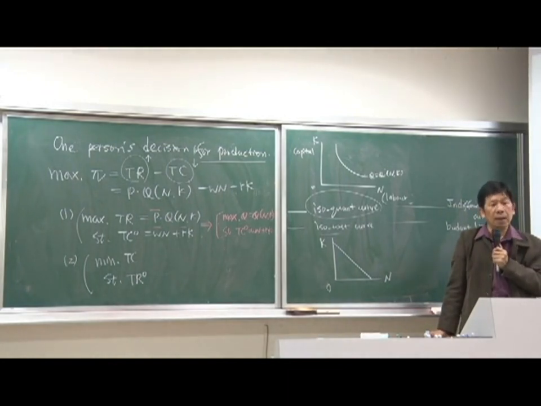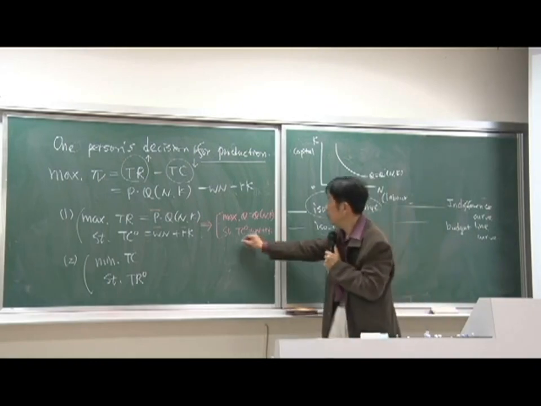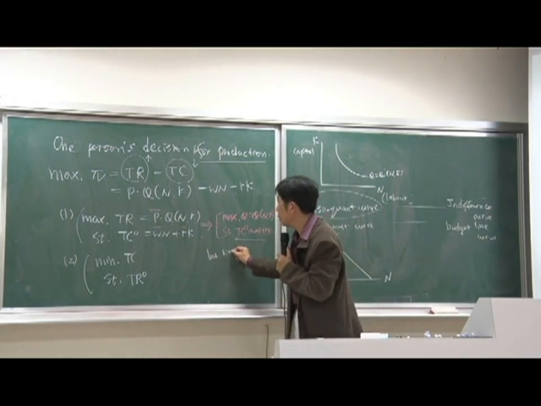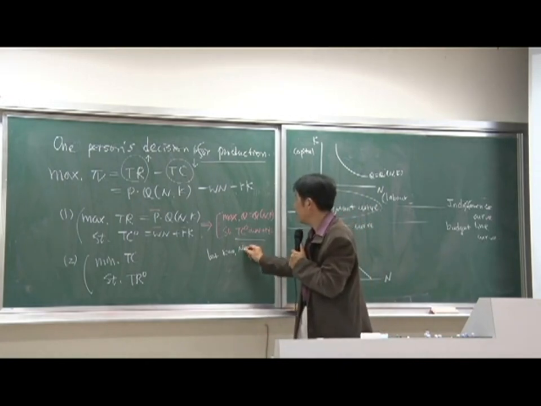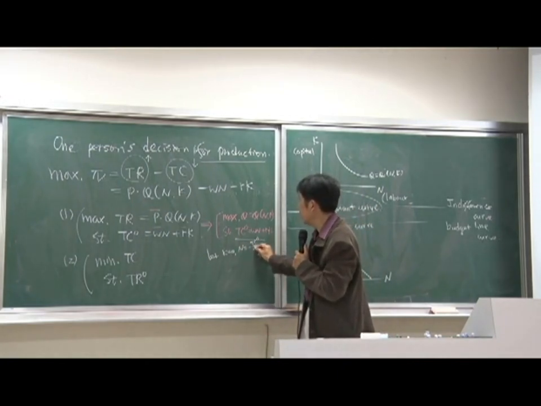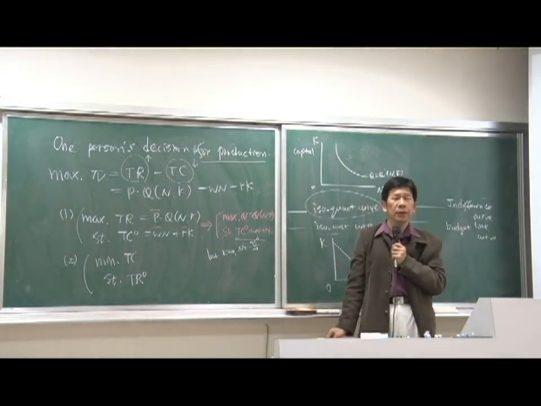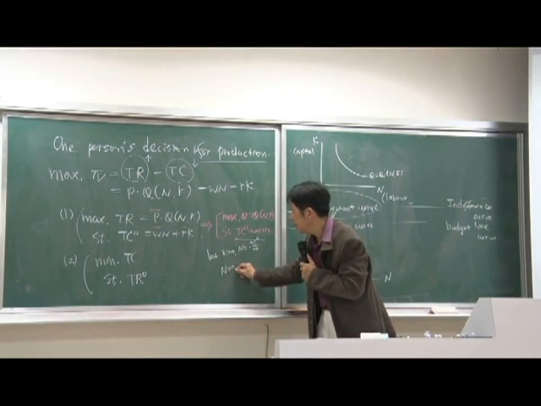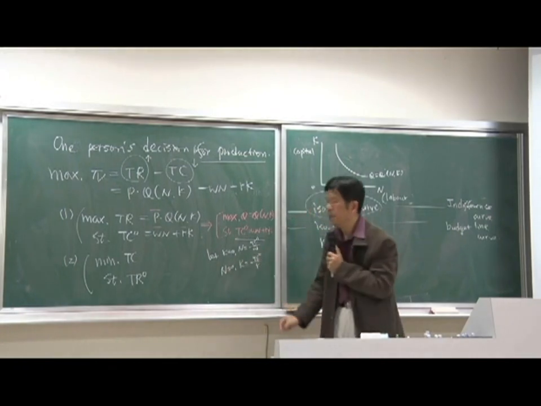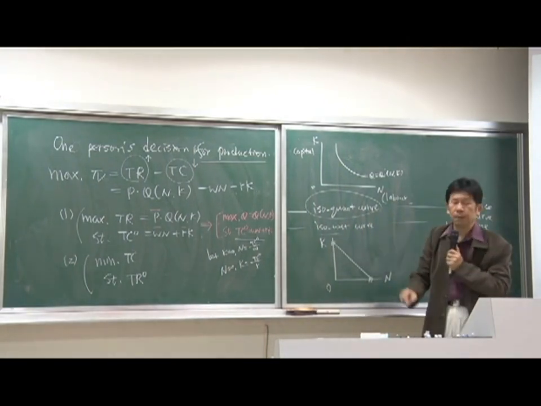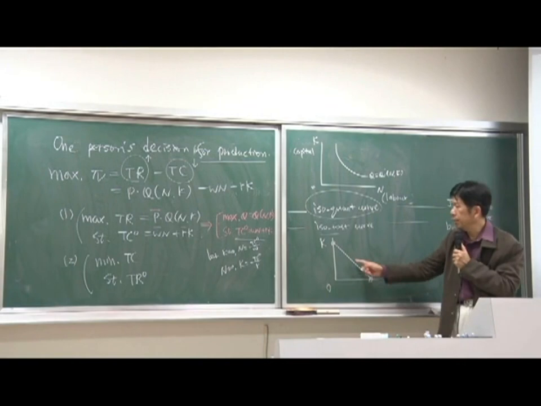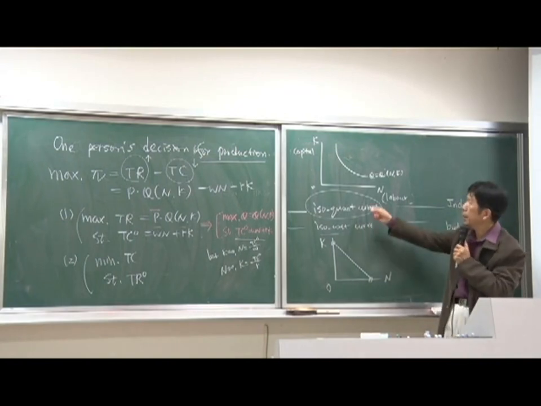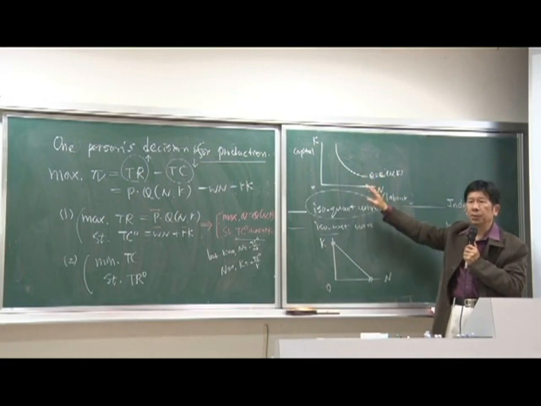And with 2 points, we can have a line. Okay, so for example here, how to find this curve? You just let K equal to 0, and then you can find N equal to TC0 divided by W. Okay, so you can get this point. And you can also let N equal to 0 and K equal to TC0 divided by the interest rate. So you can get this point. So you can connect the 2 points and it becomes the isocost line. Okay? Isocost curve.